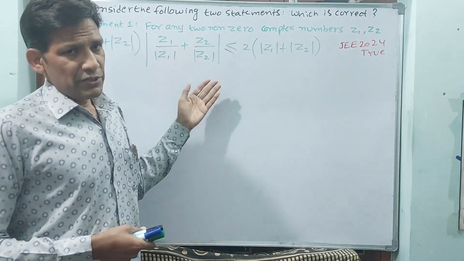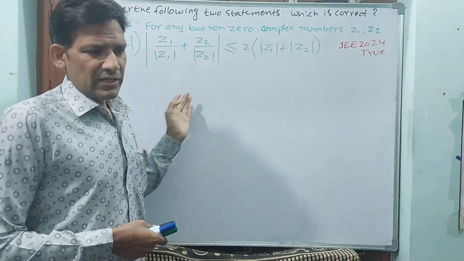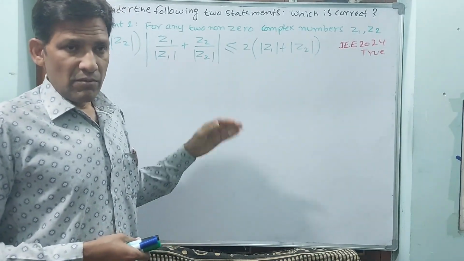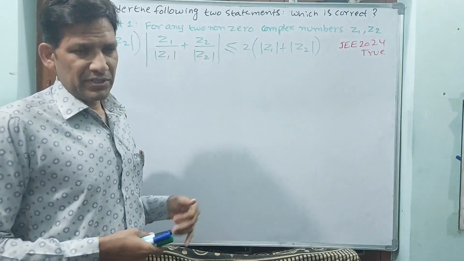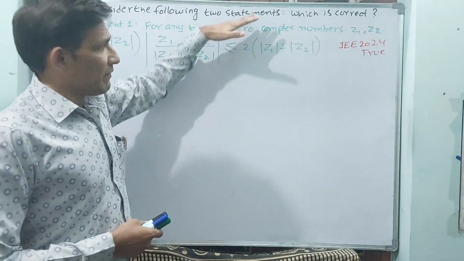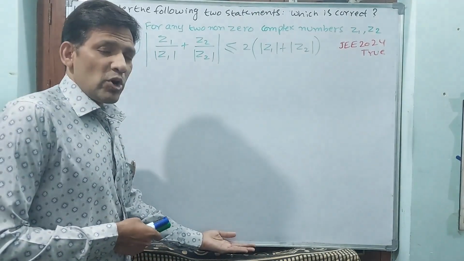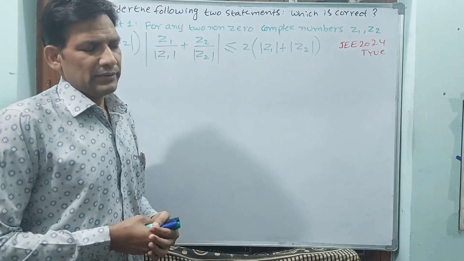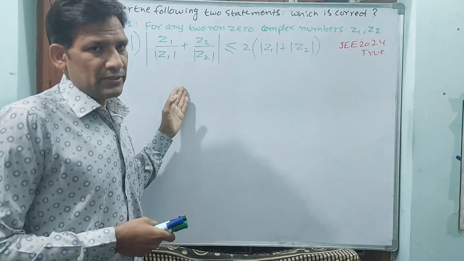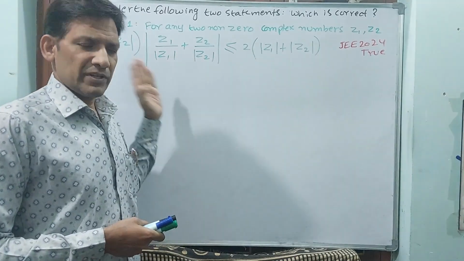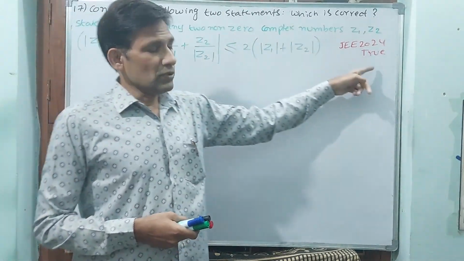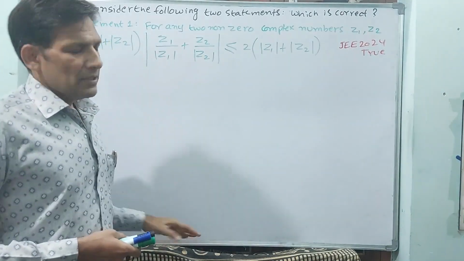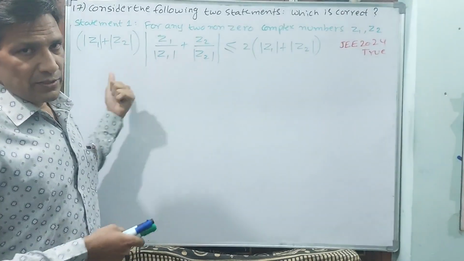We have to write which statement is correct. Statement 1 is correct, statement 2 is false; statement 2 is correct, statement 1 is false; both correct; both false. Options are like that. But if I write the full question, it is going to occupy the full board and I cannot write the solution. That is why I have written only 50% of this question, the first statement. We will see that this is true. Then we will go for the second statement.